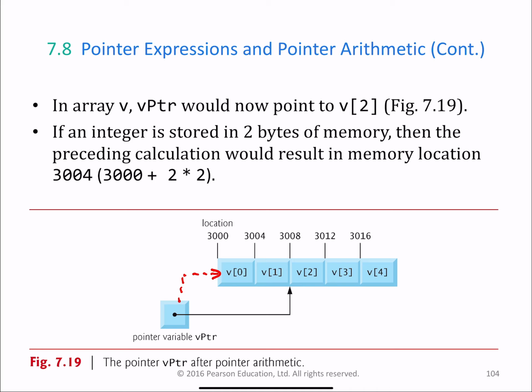Now, just hypothetically, if we had a system in which an integer takes up only 2 bytes of memory, adding 2 to V pointer would make the new value of V pointer equal to 3004, because on that system, size of integer is 2.